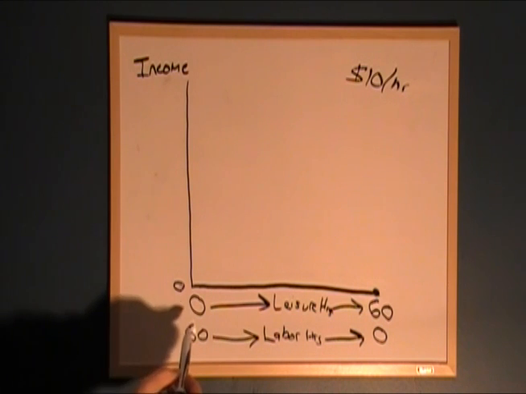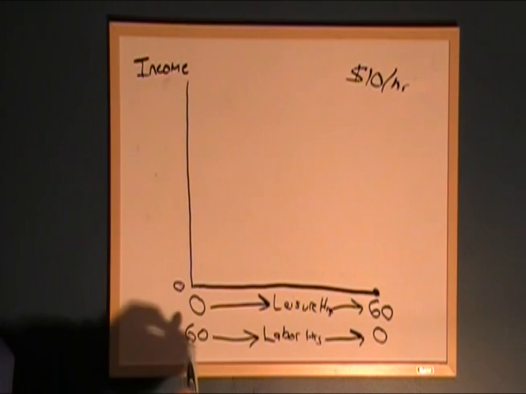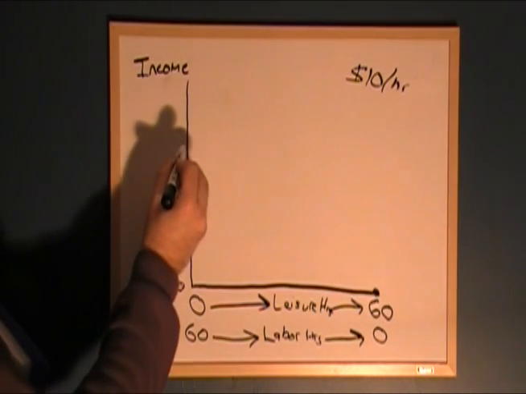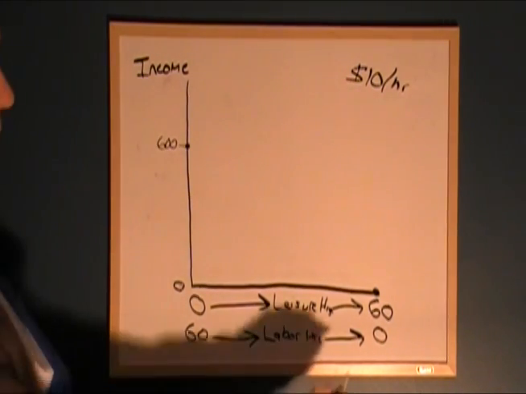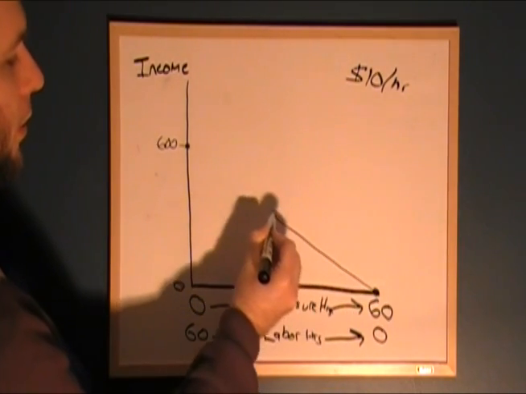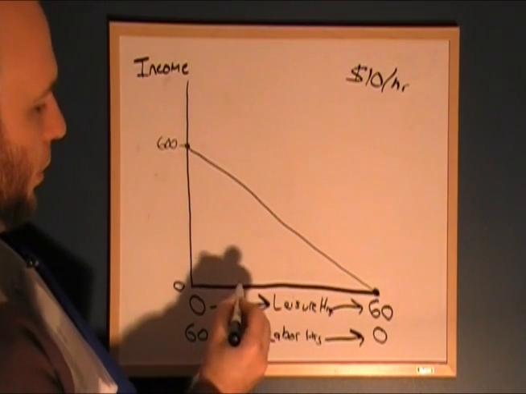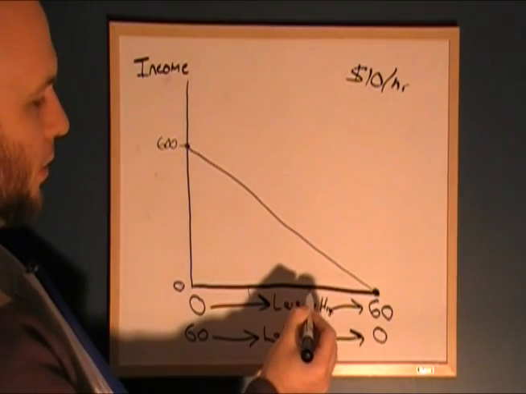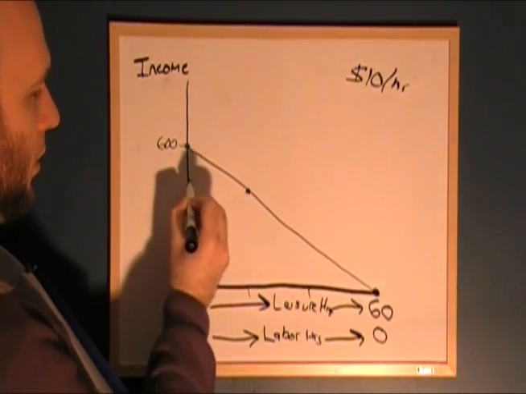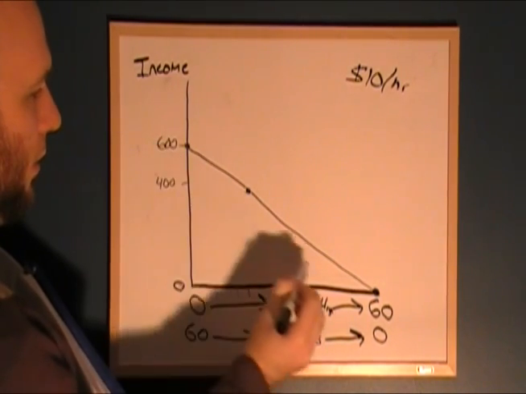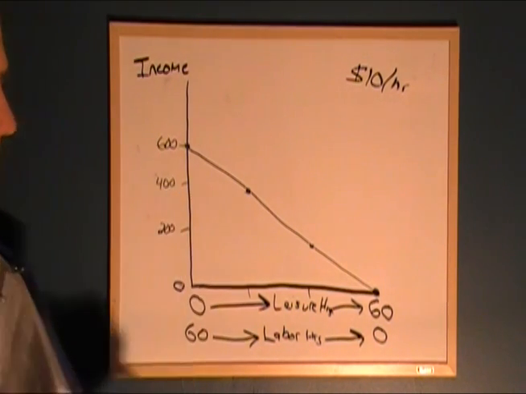Now, how about if we worked 60 hours a week and had 0 hours of leisure time? Well, we'd take our $10 an hour times 60 hours and we find out that we made $600. So this is the other end. We can go ahead and connect these two. They are linearly related. That means that, say that we worked 40 hours a week, and we'll also look at 20 hours a week, we'd see that we'd earn $400 here, $200 here.